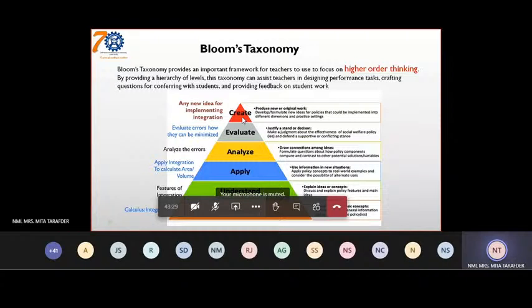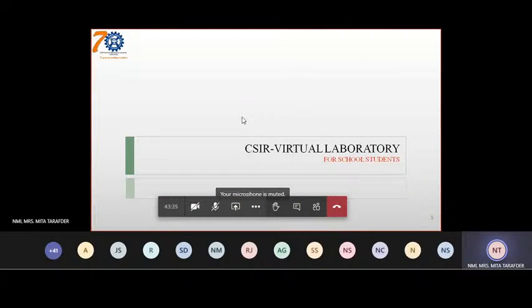So with this background, let me talk about the CSIR virtual laboratory for school students, the concept that we have in our mind, which might have a lot of errors because we are not interacting with students. Therefore, we need your help, your suggestion, on how we can make something really useful, interactive, and effective. So, what is the background of this virtual lab?